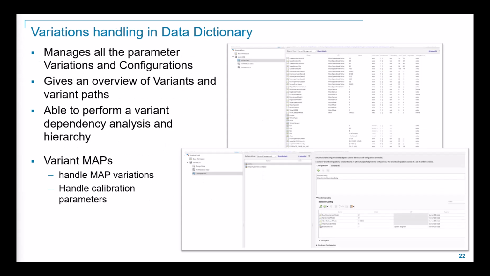So in data dictionary, which manages all the parameter variations and configurations, all the requirements for the variants are defined. The data dictionary gives an overview of all the variants and variant parts. So we'll be able to perform a variant dependency analysis and hierarchy using this. Variant maps, where we handle map variations, and the handling of calibration parameters is also done via data dictionary.